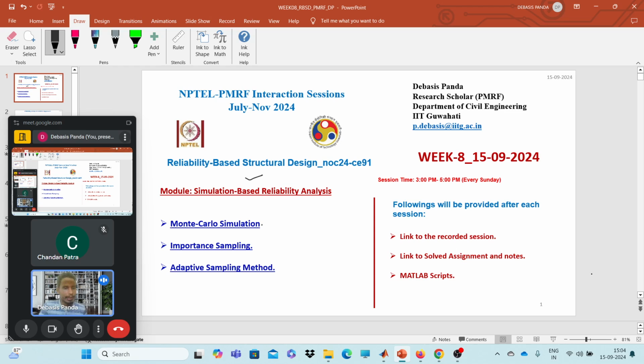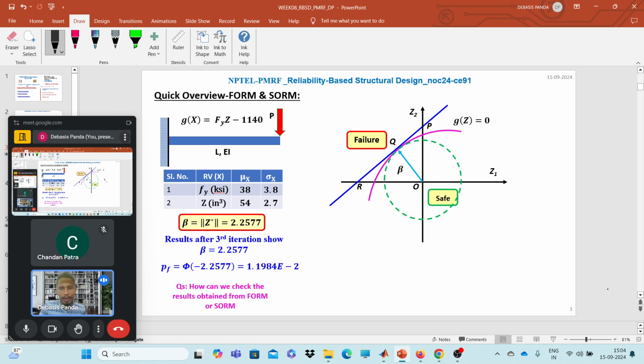So let's start. Before going to the simulation based technique, let's quickly revisit the gradient based reliability analysis. During the last few weeks, we have solved the first order reliability method. Recall, in the first order reliability method, we linearized the limit state function using the first order approximation of the Taylor series of the limit state function around the mean. And for the second order reliability method, we truncate the series up to second order. That means in FORM we considered the first order approximation, and in SORM we considered the second order approximation.